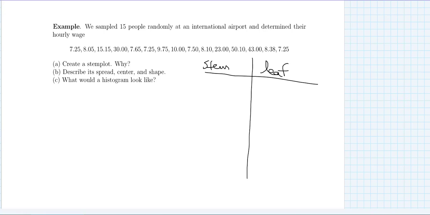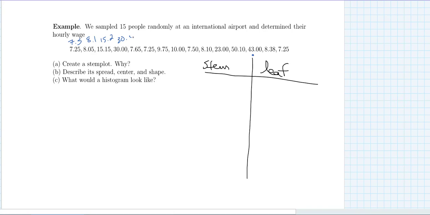So what do we do with decimal numbers? Well, I would recommend to use the decimal as the divider, and so our leaf can be something on the right-hand side of the decimal, and stem can be something on the left-hand side. So we need to actually round these values in some way because the leaf needs to be the very last digit. Okay, so we only want one digit to the right of our decimal. So let's round this to 7.3, and round this to 8.1, and round this to 15.2.